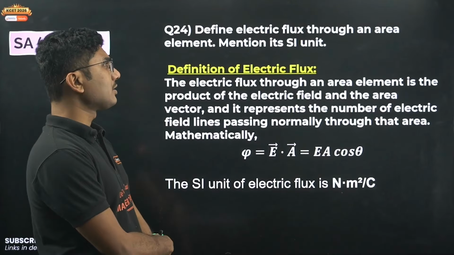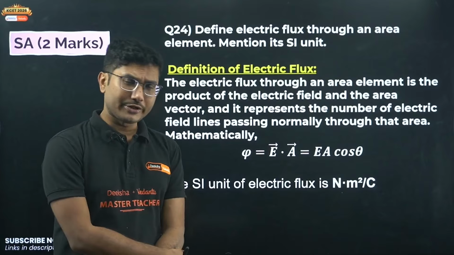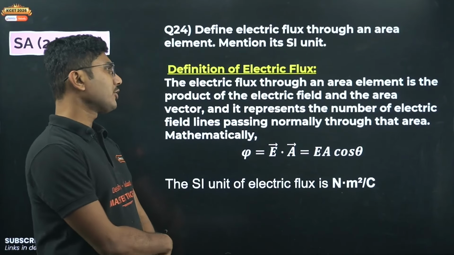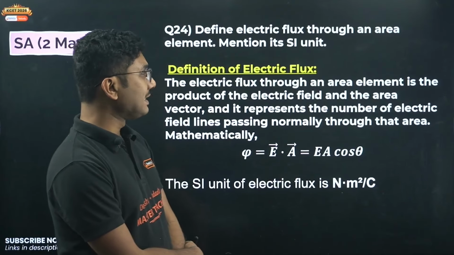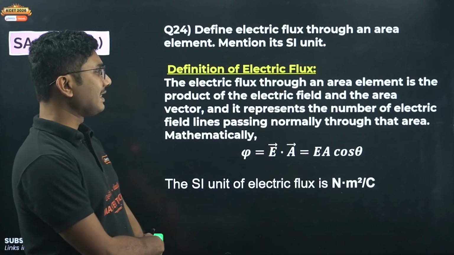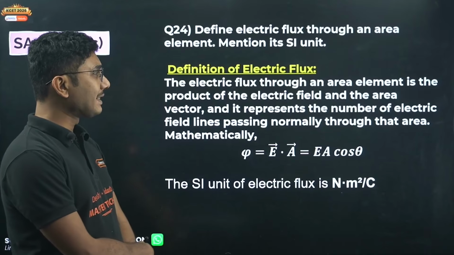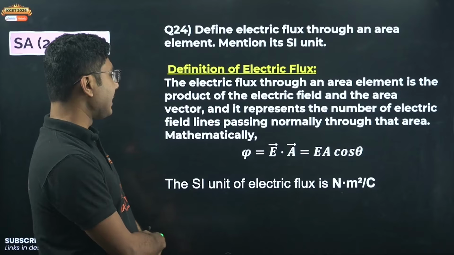Define electric flux through an area element, mention its SI unit. This is a new question from your latest model paper. So definition of electric flux: the electric flux through an area element is the product of the electric field and the area vector, and it represents the number of electric field lines passing normally through that area.